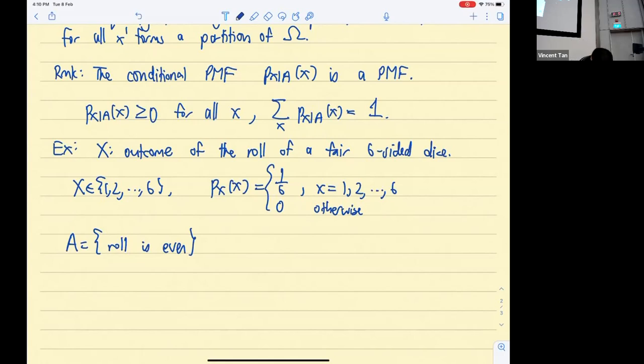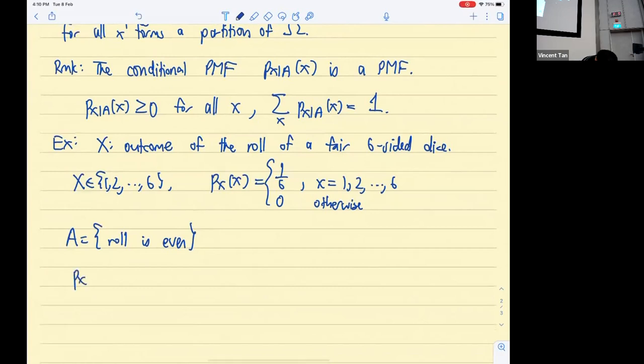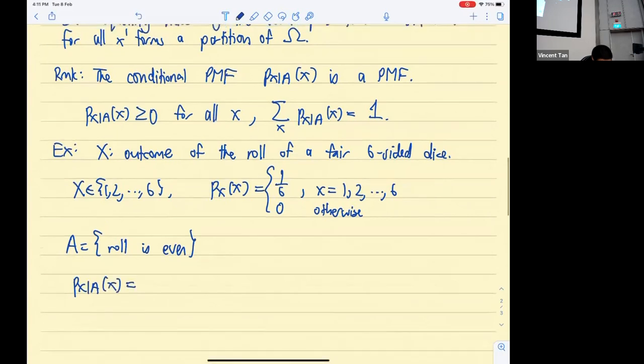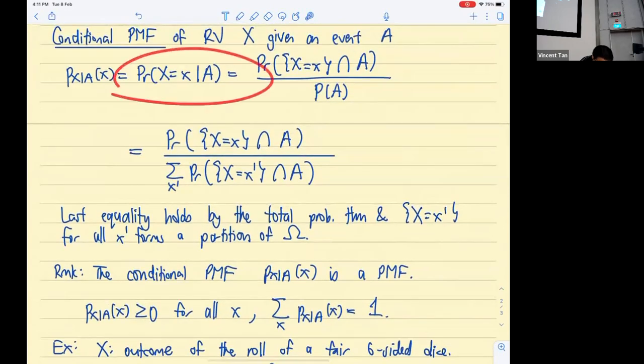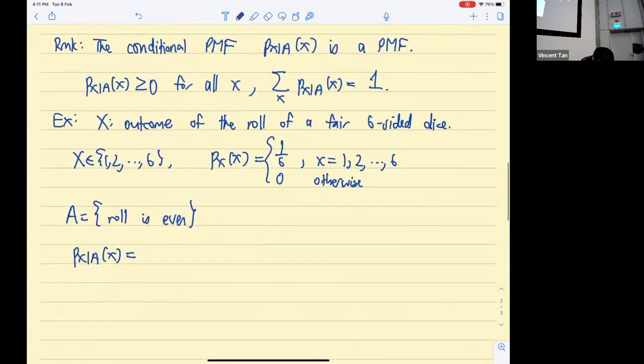So I'm interested in the probability of X conditioned on knowledge of this event. But before using intuition, let me use the formula that I prescribed above. We use Bayes' rule, and I use K here because it's an integer. So this is the probability of X equals K intersect A, divided by the probability of A.